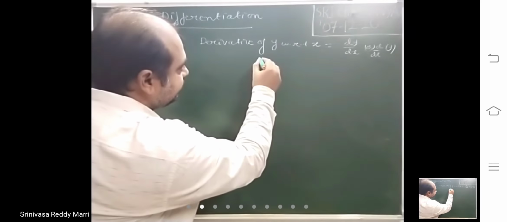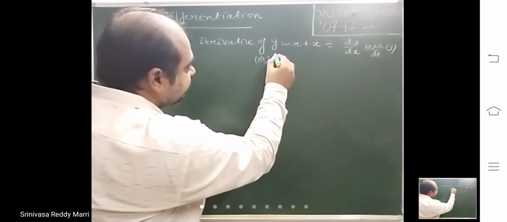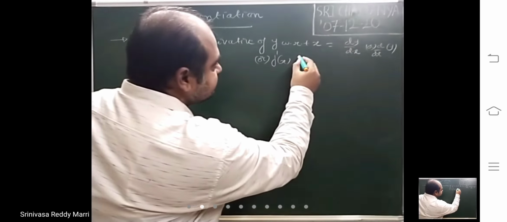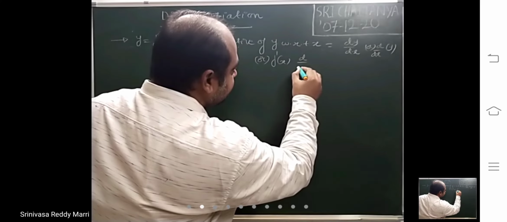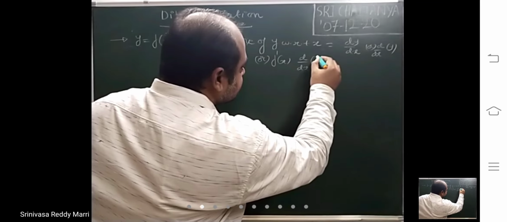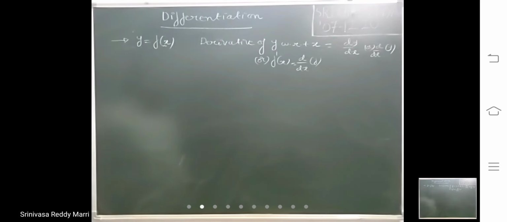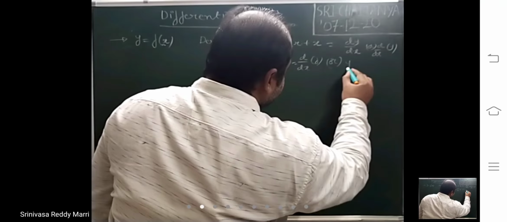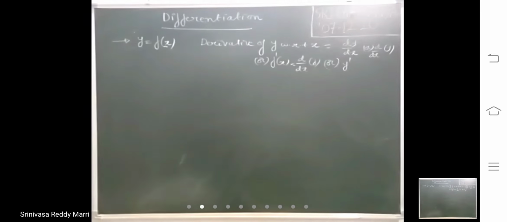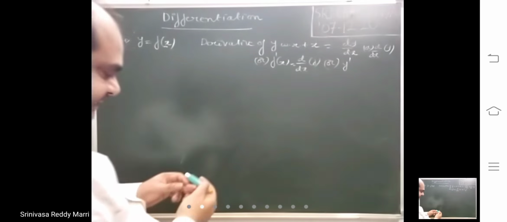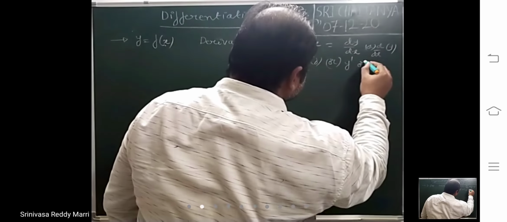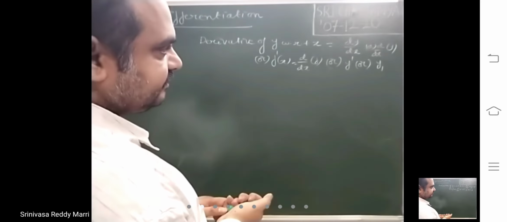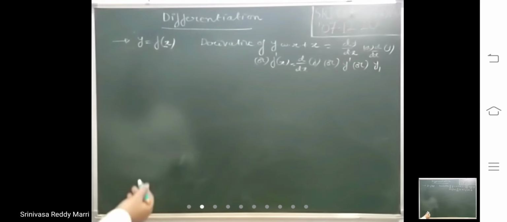This is also denoted by f dash x, or this is also called d by dx of f. Another notation is y dash. Dash means derivative. Or another notation is y1. Y1 means first derivative. Right? So these are the different notations.